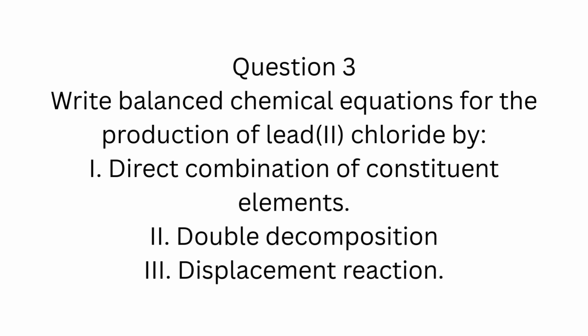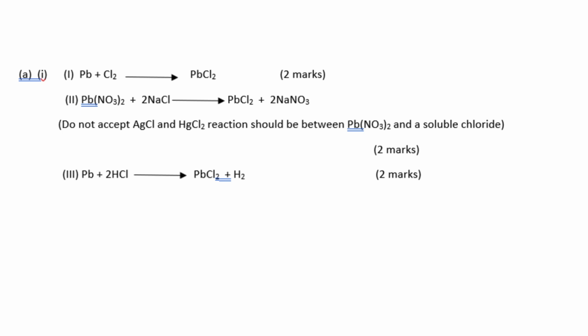Some of us have a problem with balancing. We have to go back. So now if you're able to do this, it is 2 marks, this is 2 marks, and this is 2 marks. That's 6 marks. See the second one. They said, do not accept silver chloride and mercury chloride reaction. Should be between lead trioxonitrate. So take note of those things. Pause it. See it.